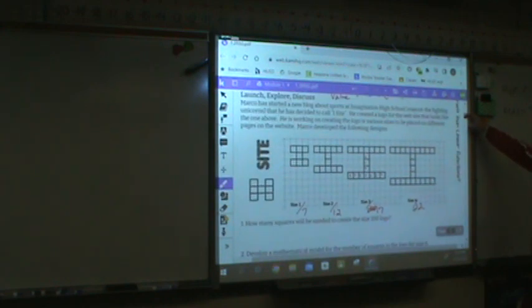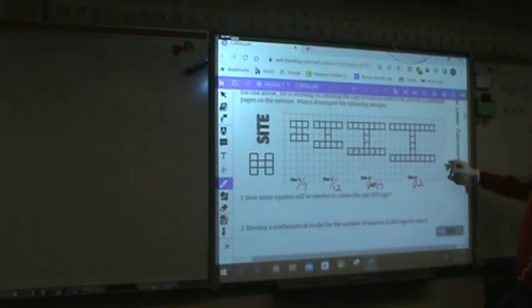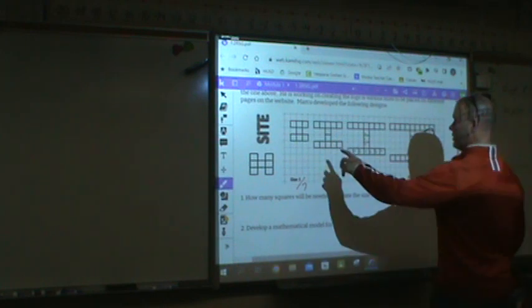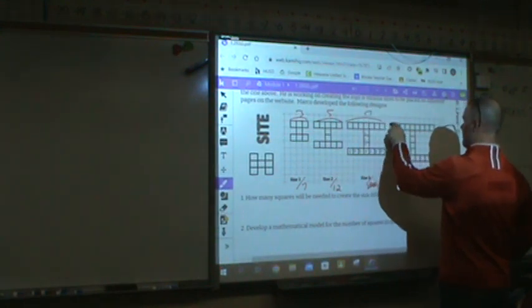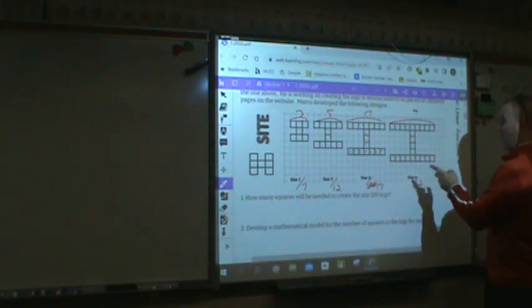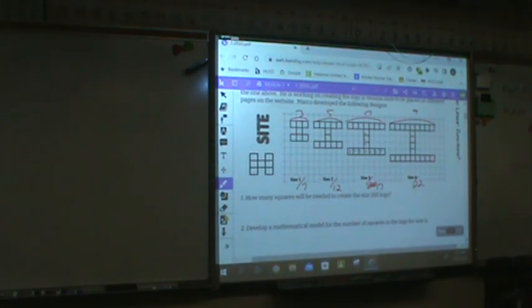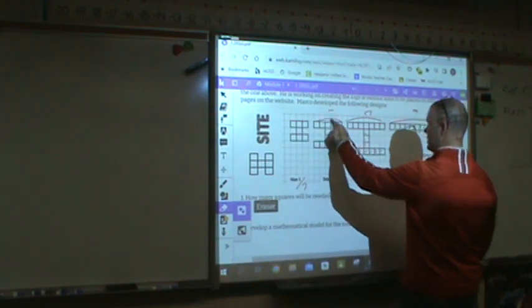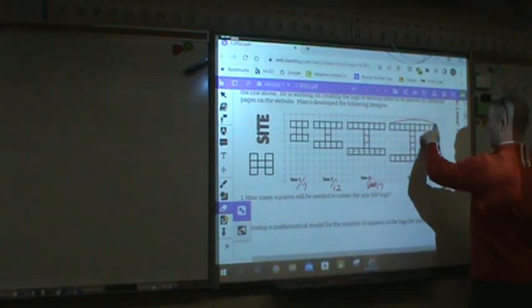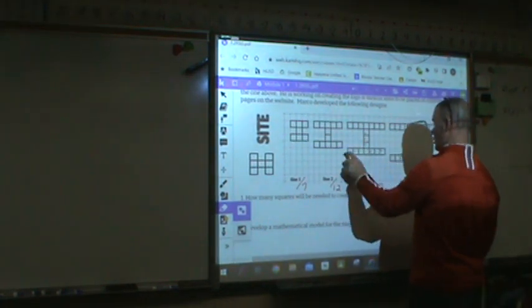But what is actually happening with our diagrams? Is there a quicker way to count this? Because it says how many squares are needed in the size 100 logo, and I'm not counting all the way there. I notice that this is 3, this is 5, this is 7, this is 9. I'm not going to sit there and continue to count that way. So how else can I see what's going on? Some people may recognize that, okay, that was one thing that you may recognize.